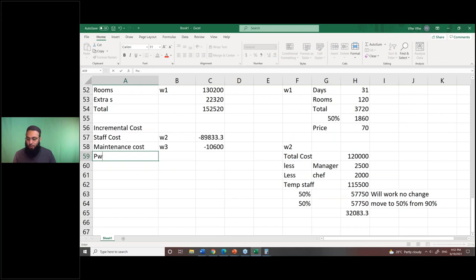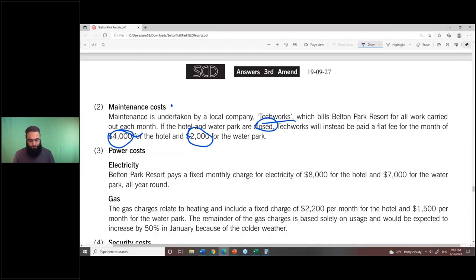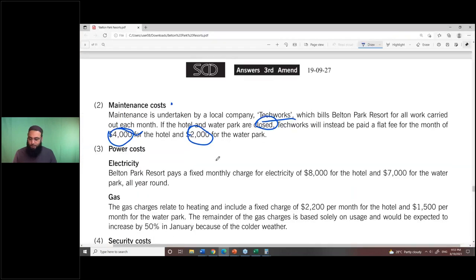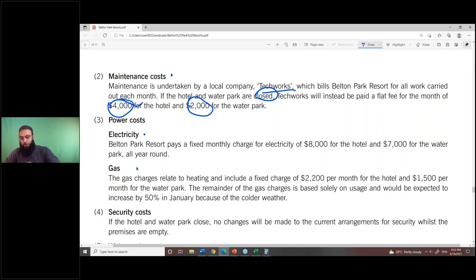Power cost is the next one. So let's see what power cost has to say. Power includes electricity and gas. Two things are part of power cost. Belton Park Resort pays a fixed monthly charge for electricity of 8,000 for hotel and 7,000 for water park. Getting the point? Okay. Any issues?